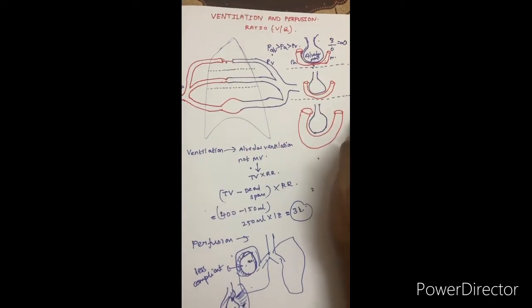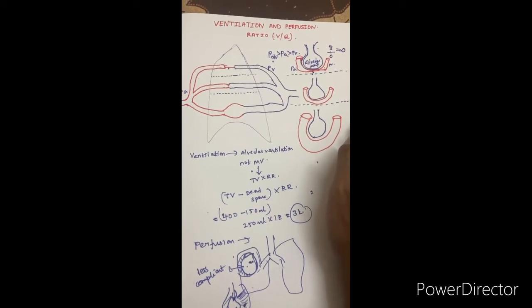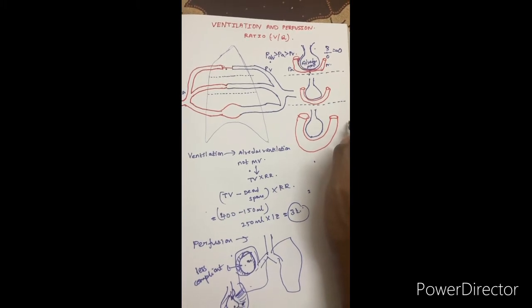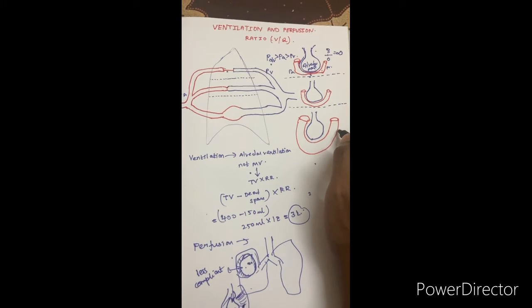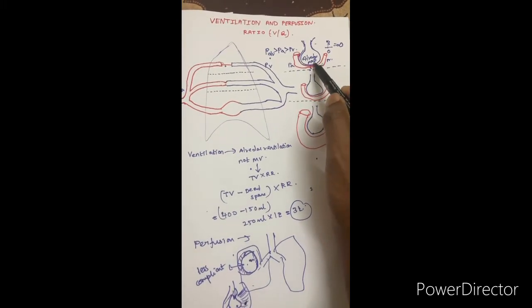Zone 1 usually does not exist in normal patients, but it exists in patients with positive pressure ventilation and patients who have massive blood loss. In these patients, the pulmonary artery pressure is very low compared to the alveolar pressure. So in that kind of situation, zone 1 will exist.